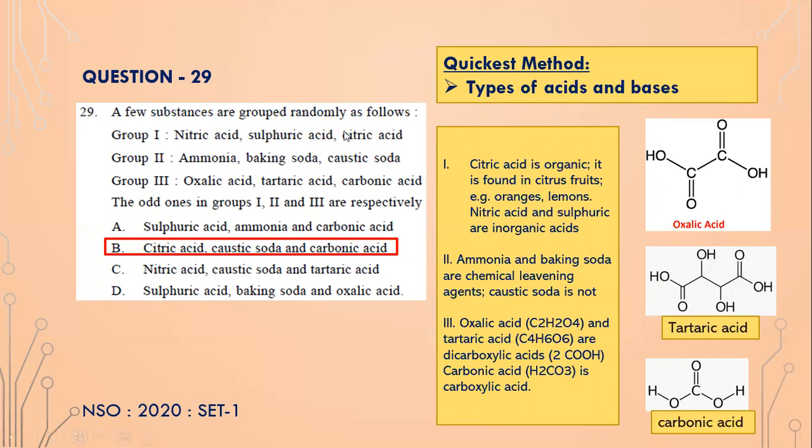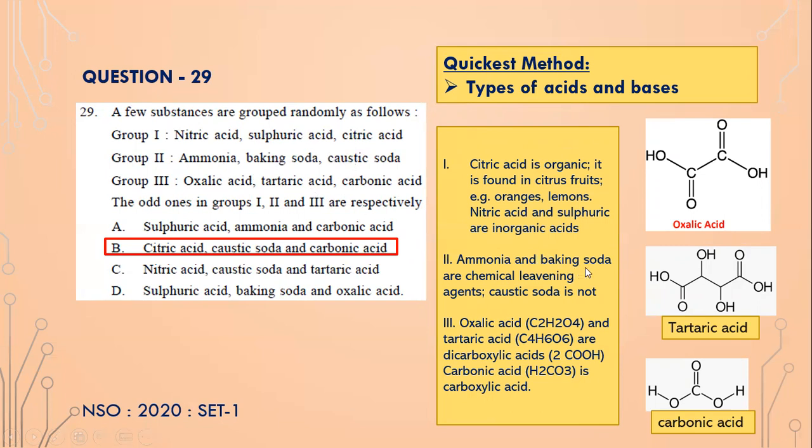A few substances are grouped randomly as follows, and you have to find the odd one out. So in the first, which is the odd one out? Citric acid is the odd one because citric acid is organic. We find that in the citrus fruits, oranges and lemons, isn't it? Nitric acid and sulfuric acid are inorganic. They are inorganic acids.